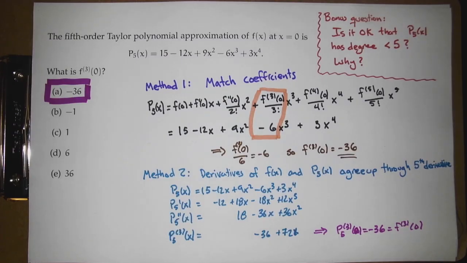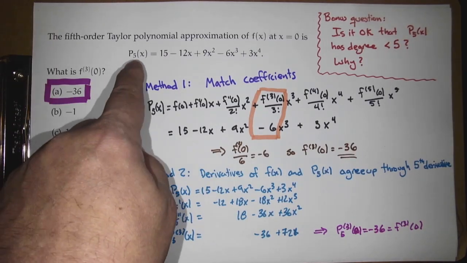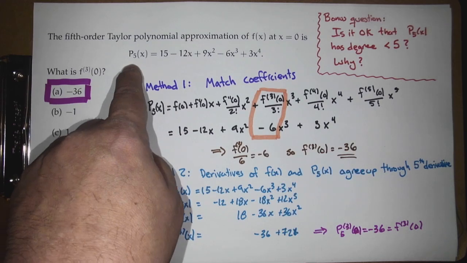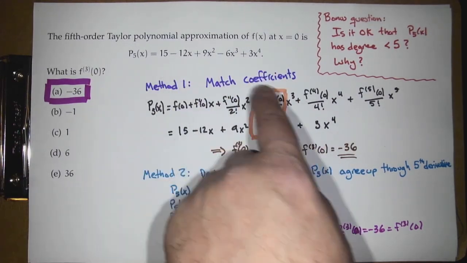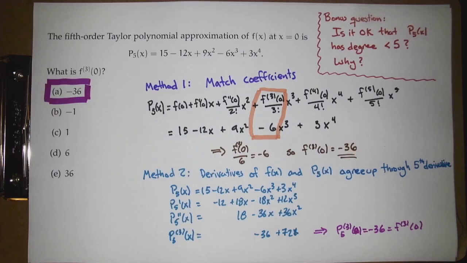Now, there is a bonus question up here. Notice that this says P5 of x, but it's not a 5th degree polynomial. It's only a 4th degree polynomial. Is that okay? Okay, I see one person nodding their head yes. It is okay. Why is it okay? What's going on?